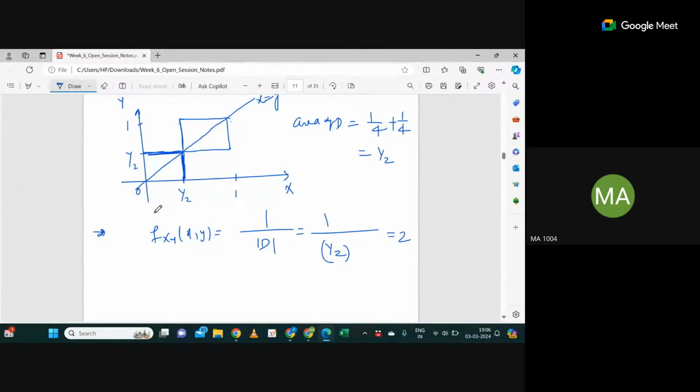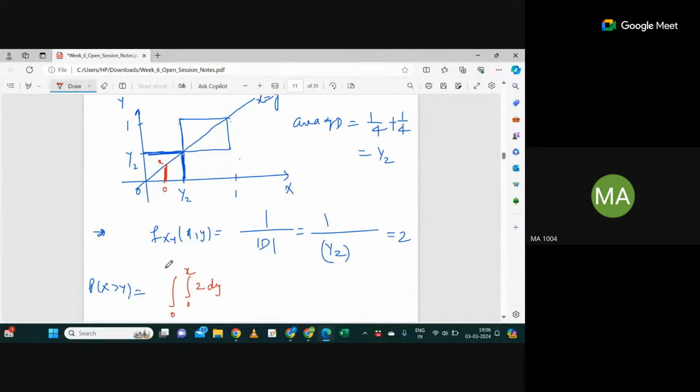Now if I ask probability x greater than y in this case, first of all, let's find the limit of y. If you want to find the limit of y, then I have to draw a parallel line to the y axis. Yes or no? Then what is the limit of y here in this first box? It's 0 to x. Then I have to integrate 0 to x. Yes or no?